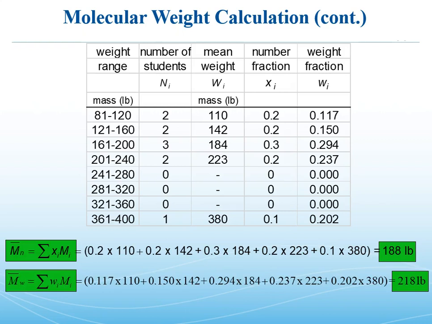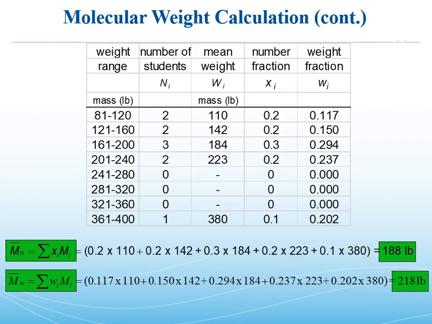Now if we do it for the weight average, we again are multiplying that same m sub i, the average weight for each range, but instead of x sub i, we have w sub i. And that's a little bit different, and as you can see, we get a higher number. So this is what we just went over, with the weight average being higher than the number average.